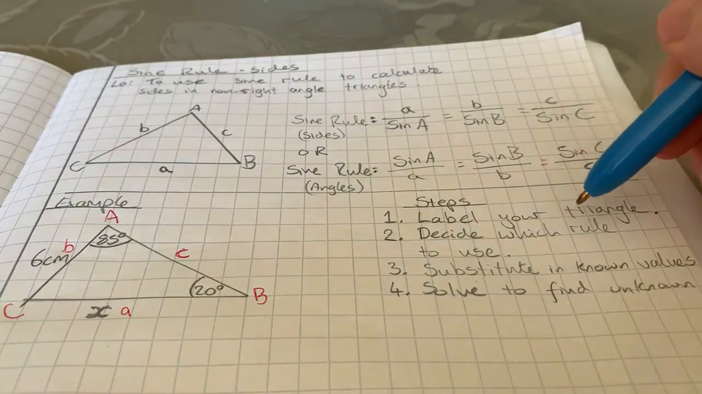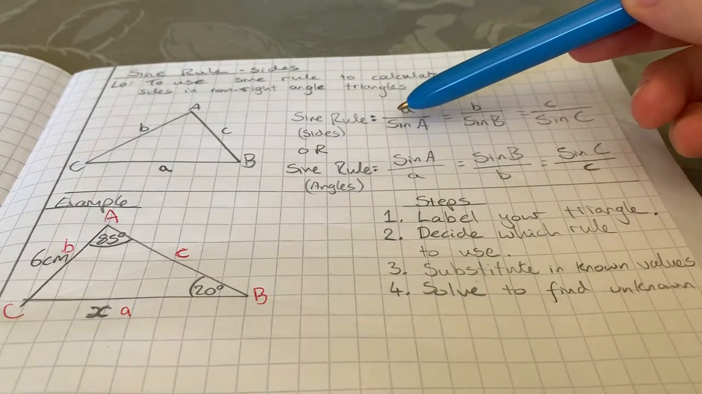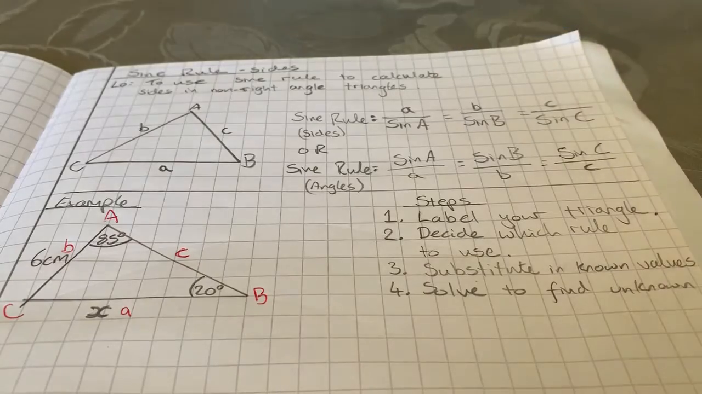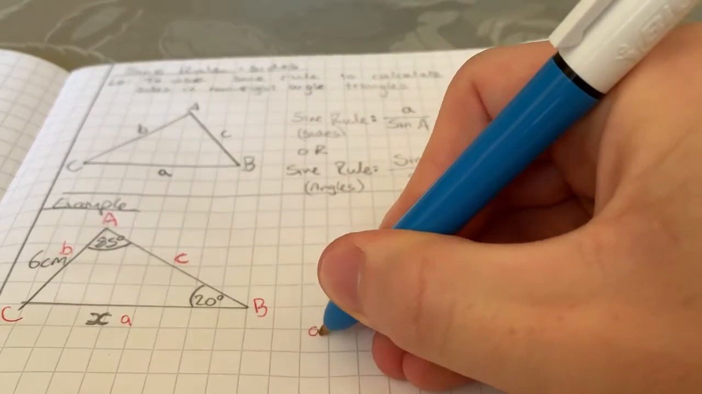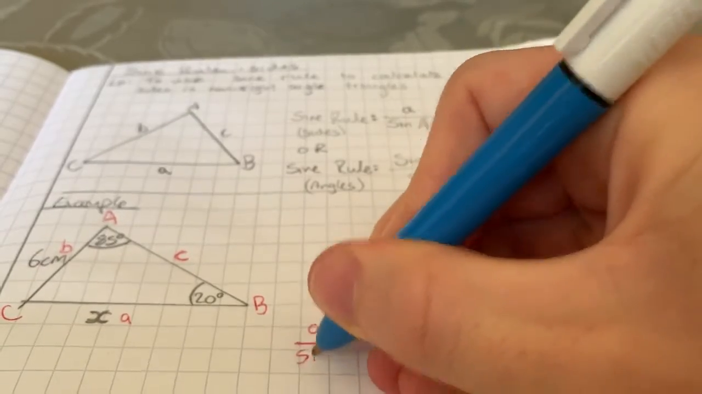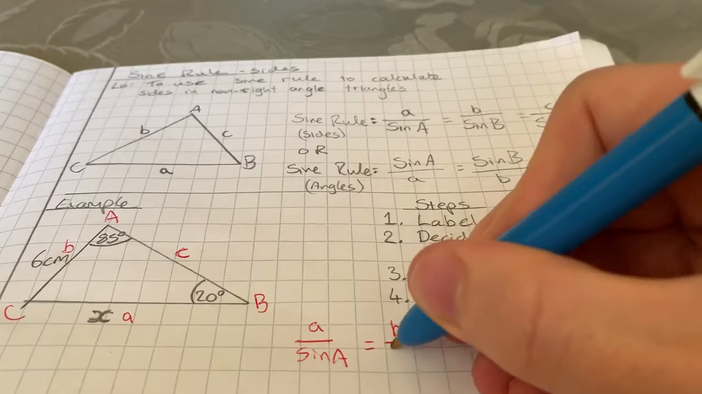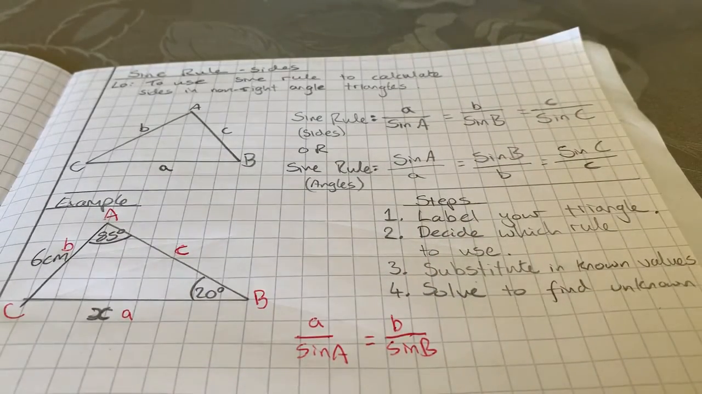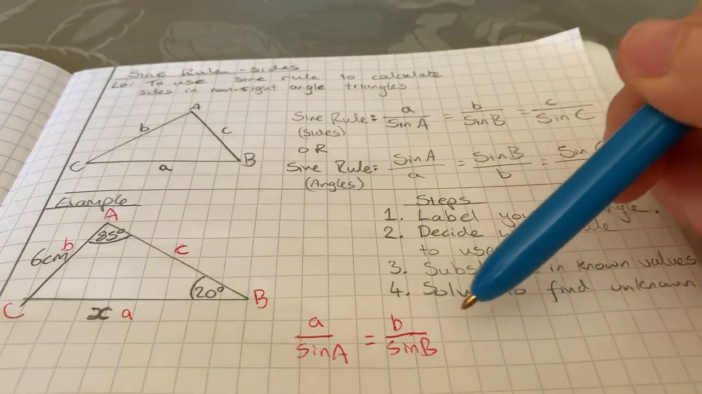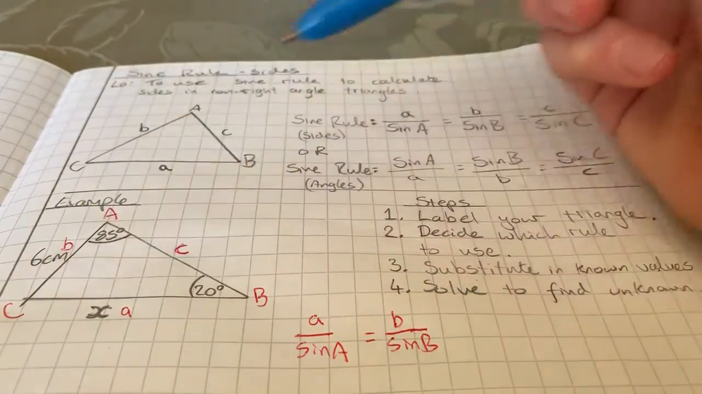Then you've got to decide which rule you're using. Now, it's easy because I said these are all the sides in this video. So you'll be using the rule a over sine A equals b over sine B. With that, we don't need to put the c over sine C because we're not using the C's at all for this question.